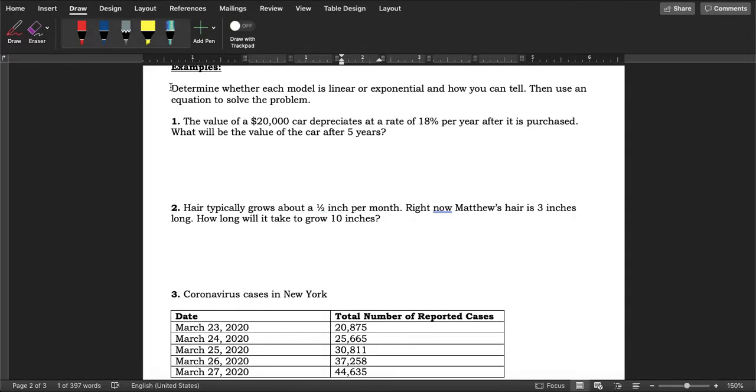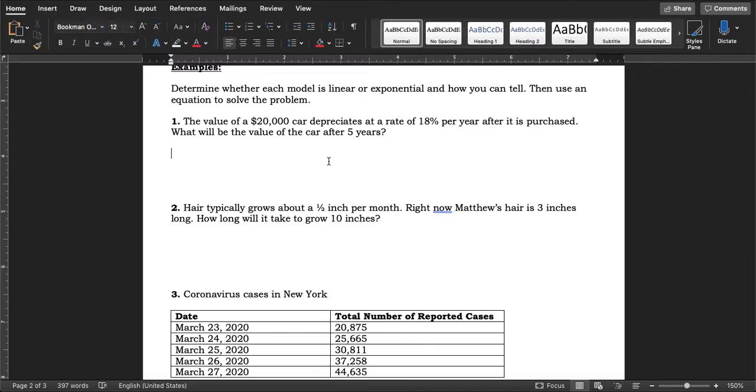In each of these examples, we're going to determine whether each model is linear or exponential and how we can tell. Then we're going to generate an equation to solve the problem. The first example says the value of a $20,000 car depreciates at a rate of 18% per year after it is purchased. What will be the value of the car after 5 years? So first we have to determine if it's linear or exponential.